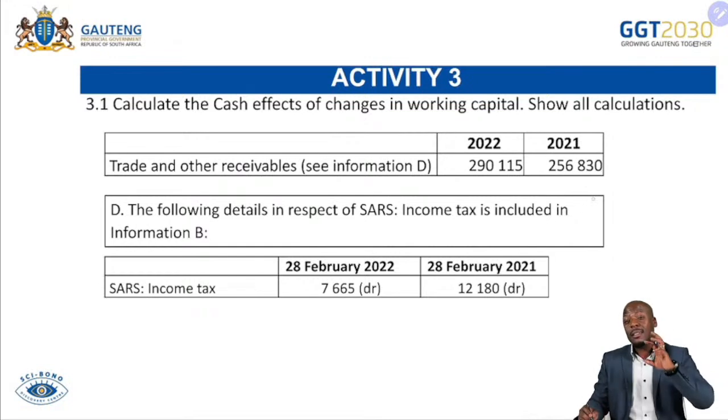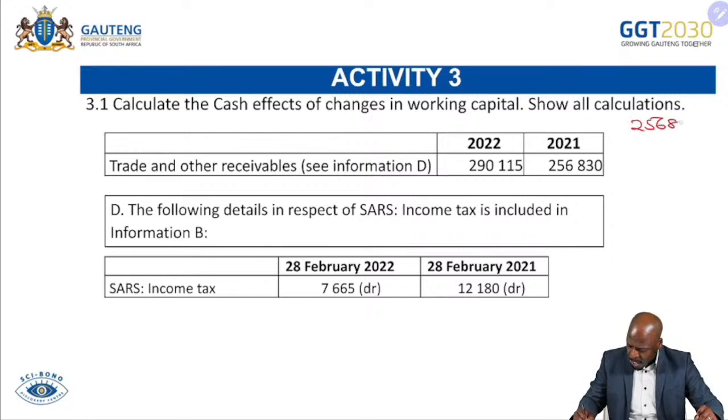The moment there is SARS included, you need to take it out, because SARS will be shown separately on the face of the cash flow statement. Taxation will be shown on its own on the face of the cash flow statement. So I'll start with my 2021. My 2021, how much is it here? It is 256,830. I need to take out my SARS income tax.